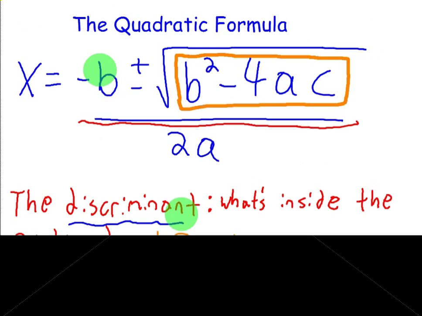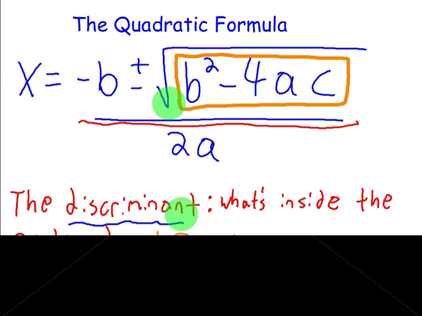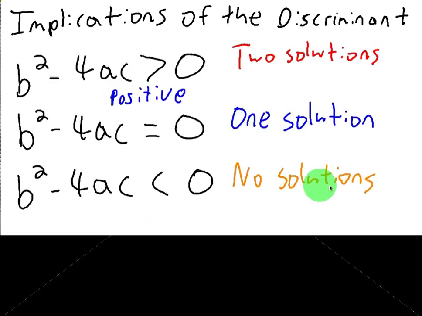Now, if this is 0, then we get plus or minus the square root of 0, which is always 0, right? So really, our solution is just going to be negative b over 2a. That's only one solution. Now, if it's negative, we have a problem because we have the square root of a negative number. It doesn't exist, right? Because the square root of a negative number doesn't exist, that will mean we have no solutions for our equation. So that's where it comes from.